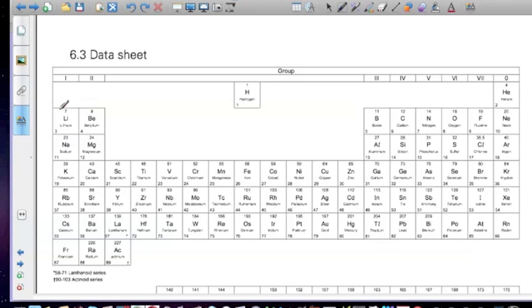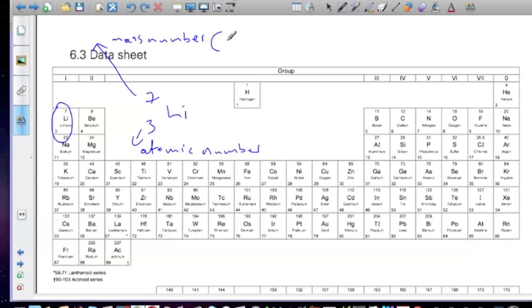If you look at the periodic table, here's lithium and sodium, for example. You have two numbers which are really important. This one here is the mass number, and this one here is the atomic number. The mass number is the number of things that have mass, and the things that have mass in the atom are the protons and the neutrons. And the atomic number is the number of protons.